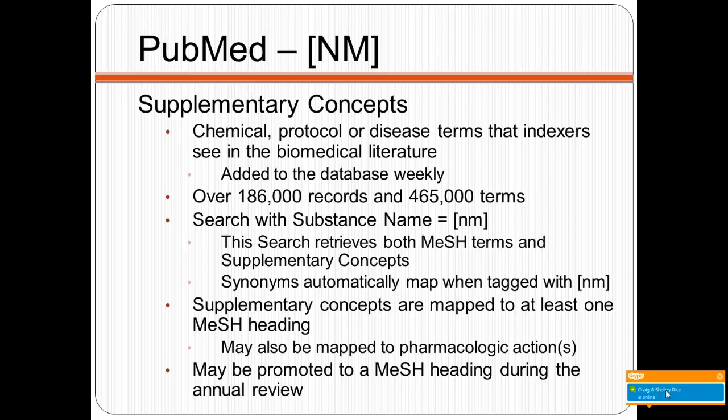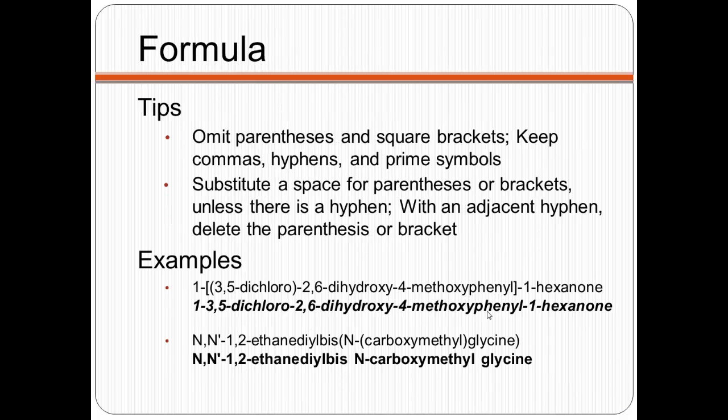Using the MH tag will not search this SCR field, but a search using the NM tag retrieves both MeSH terms and supplementary concept records. To search PubMed with a chemical formula, it is necessary to remove the parentheses and square brackets as in this first example of a supplementary concept. In the second example, the formula of acetic acid, spaces were added to replace the parentheses when there was no hyphen to separate the terms.